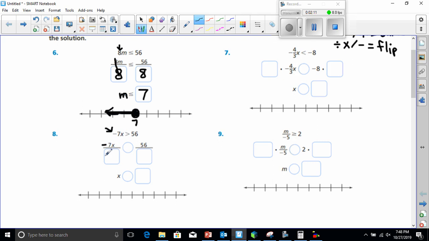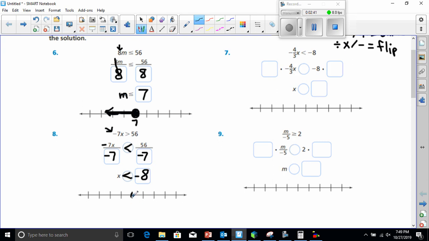And that would require us to divide negative 7 from this side. Whatever I do to one side, of course, I do to the other side. And now, since I'm dividing by a negative number, I'm going to flip my inequality symbol to the other direction. And this time we stayed with the same variable. That's nice. And so now 56 divided by negative 7 will be negative 8.